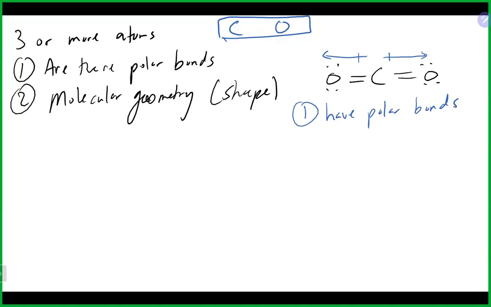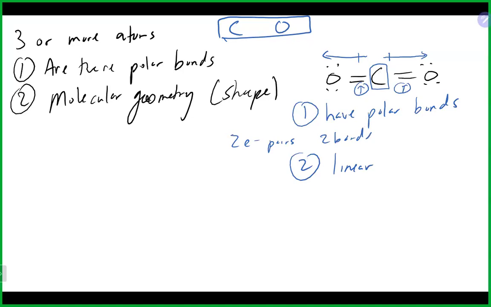What is the geometry of this guy? The molecular geometry. If I asked you, what is the molecular geometry of this guy? It is linear because, if we look here, it has 1 electron pair, 2 electron pairs, and it has 1, 2 bonds. So the geometry here is linear.